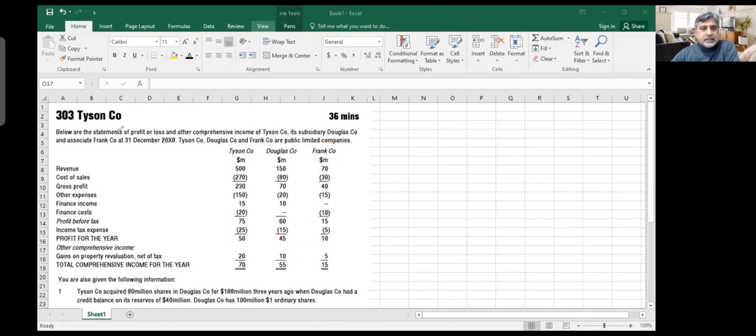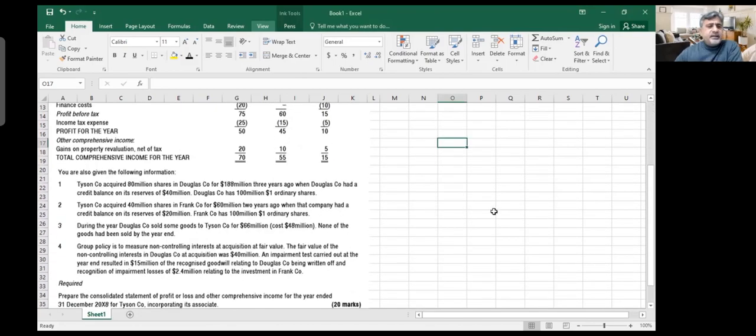Now, coming back, I'm not going to read these numbers. It's not important to read numbers at this stage. Let's see the notes. You are given the following information. Number 1, Tyson Company acquired 80 million shares in Douglas Company for 188 million 3 years ago, when Douglas Company had a credit balance on its reserves of 40 million. Douglas Company has 100 million ordinary shares. So out of 100 million, you are buying 80 million, so 80%, so that's control, a subsidiary, Douglas Company.